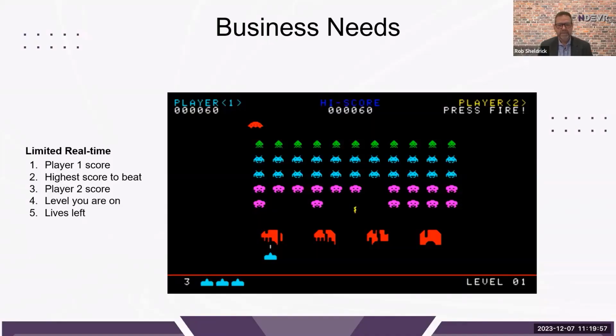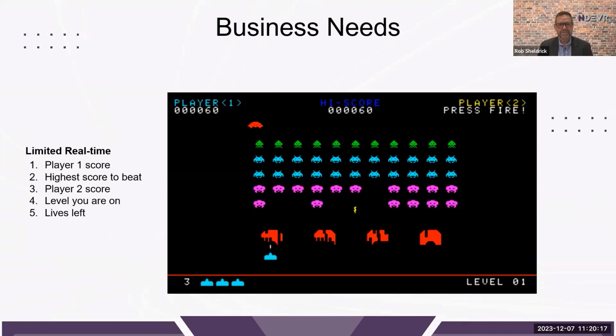So in front of you is an example of a game that most of us have probably played at some point. Atari produced this quite a while ago. It was Space Invaders, a pretty simple concept. But what's important about this for our conversation today is that on the left-hand side, you can see we've got some elements of information. It's pretty basic.